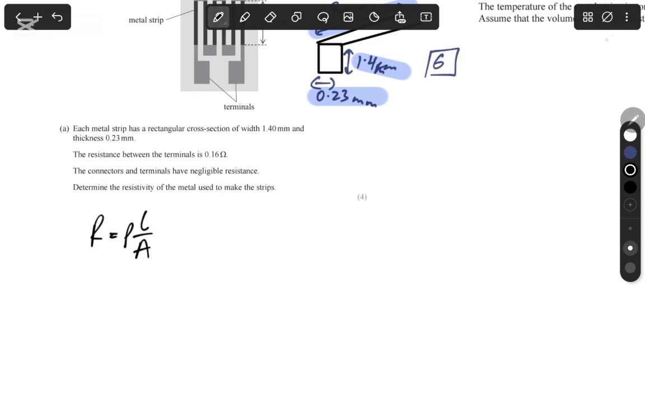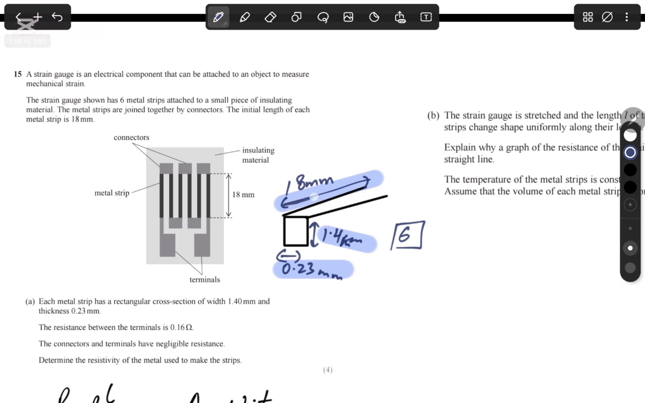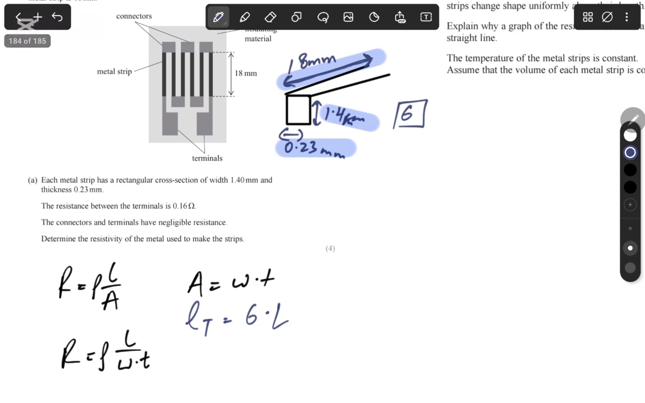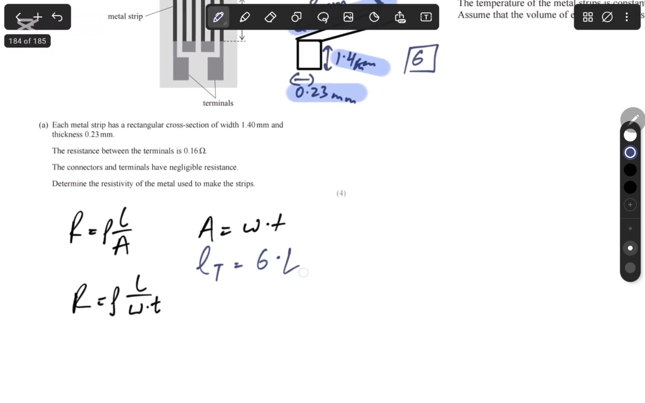The cross-sectional area is going to be the width times the thickness, and our total length traveled is going to be 6 times the length that the current will travel through in one metal strip. So the total length will be 6 times that, because we have 6 metal strips.